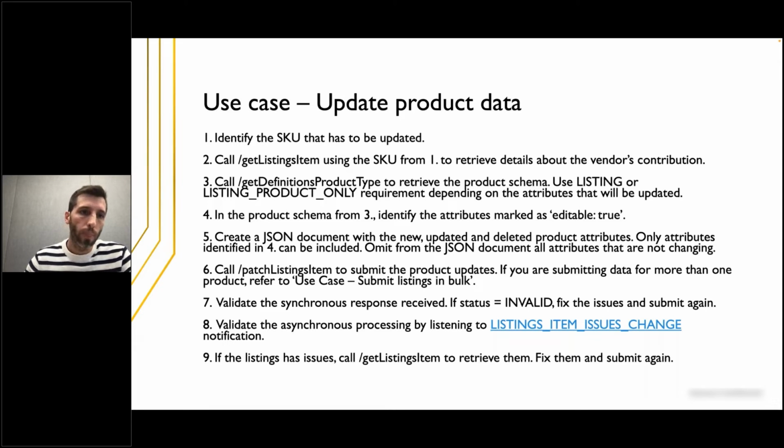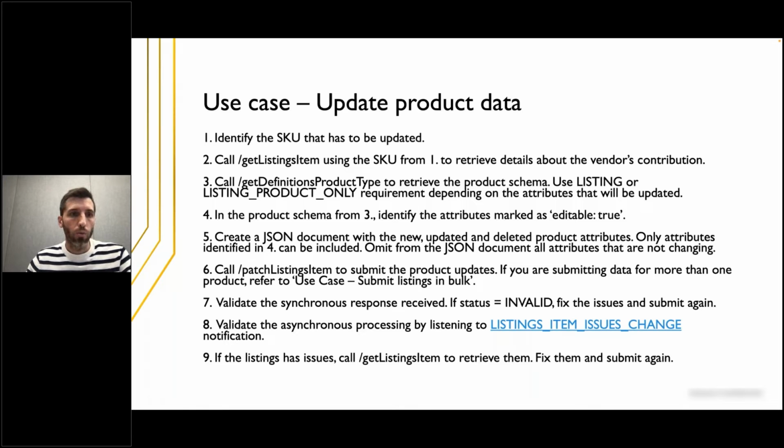requirement. In step number 4, with the schema that you got from the previous step, you will identify all the attributes that you can edit. This will be marked as editable true. So there is a property for each of the attributes that the schema has, which will indicate whether you can or you cannot update that specific piece of information.